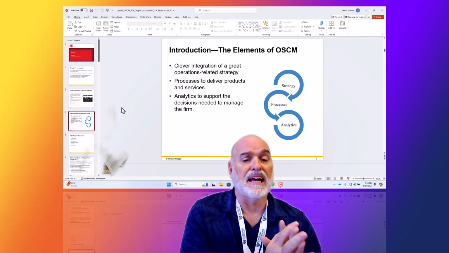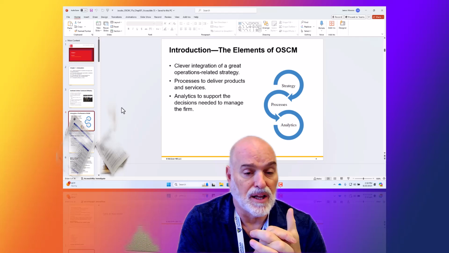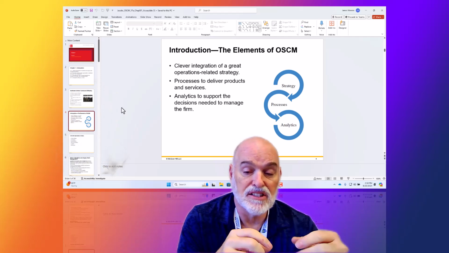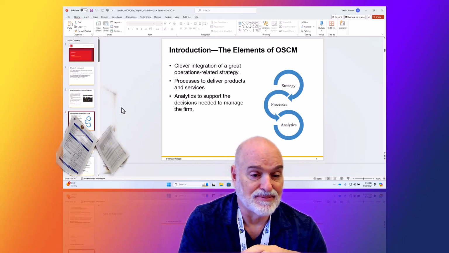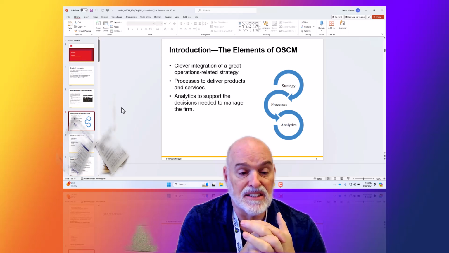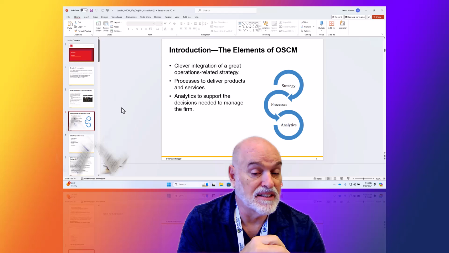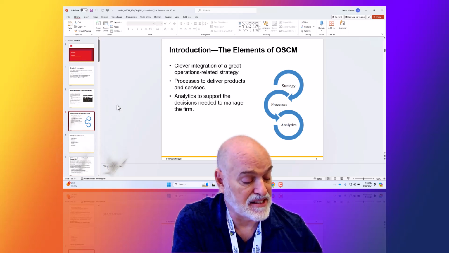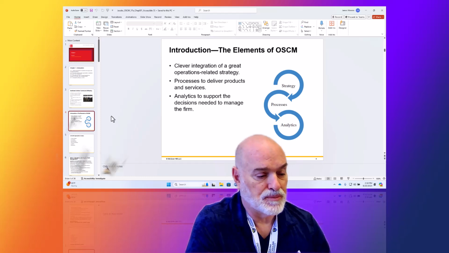Let's take a look at the individual elements of supply chain. Basically, it involves a combination of strategy, processes, and analytics. It's a clever integration of a great operations-related strategy, its processes to deliver products and services, and also its analytics to support the decisions needed to make the firm. In essence, the numbers help management decide what to do.